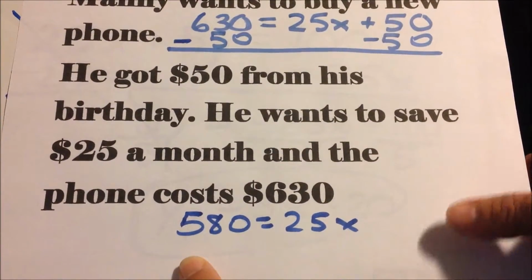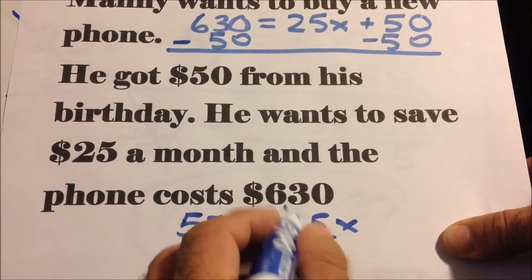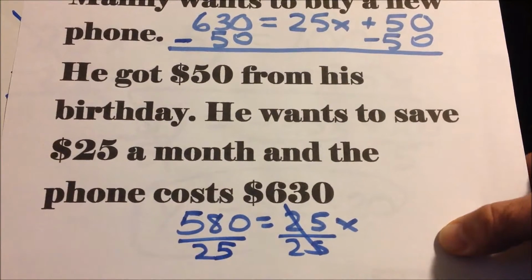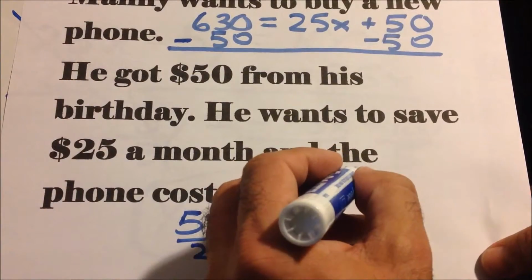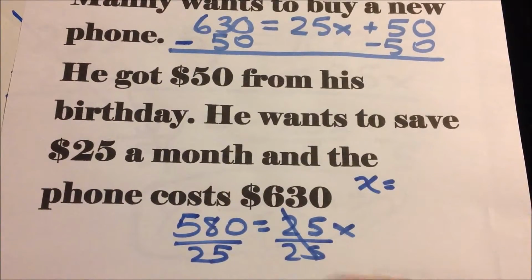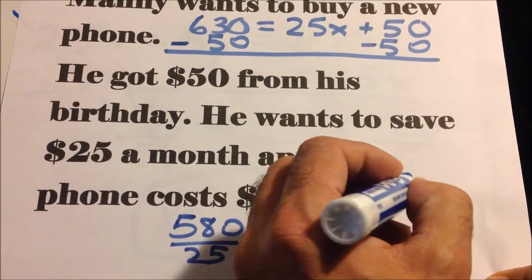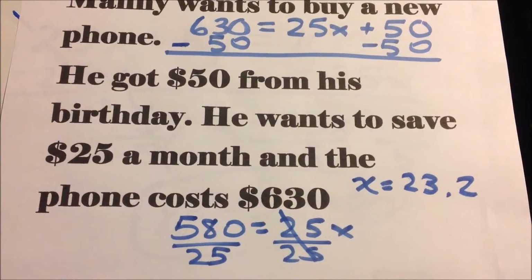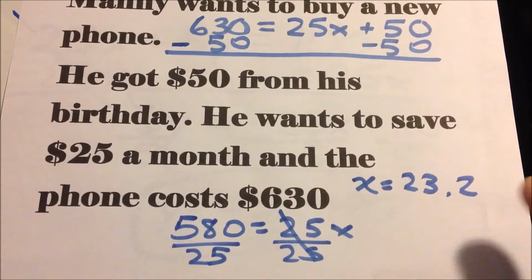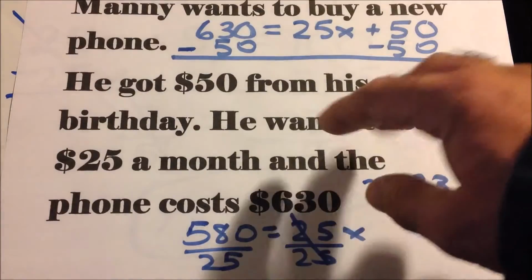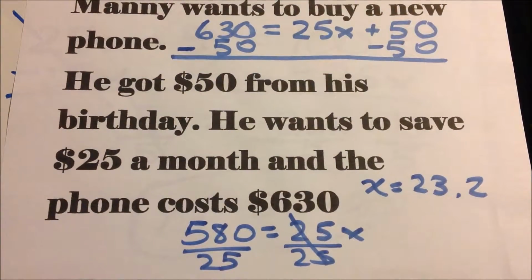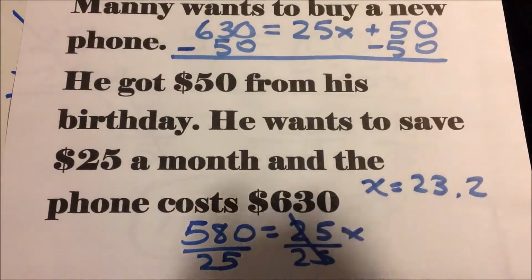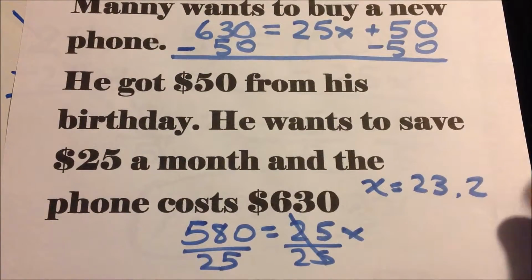Bring that up now. And we can divide out the 25. Whatever we do to one side, we do to the other. Now we're saying 580 divided by 25. So that'll tell us the amount of months. So that'll be roughly 23.2 months. So basically he has to save 24 months. He has to save 2 years if he wants to get this phone, if he's only going to use $25 a month. Or he should just buy a cheaper phone. Because in 2 years, the phone he's probably trying to buy will probably be out of date.